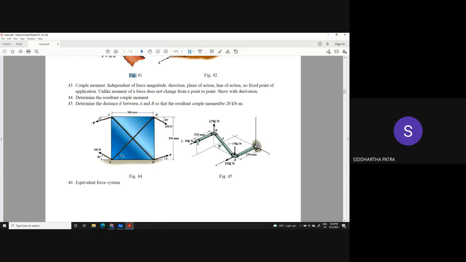Okay, so this 200 Newton forces would be giving you a couple, and this unknown set of forces P, let's say they make angles theta, which is 20 degrees. So try to get the value of P such that the net moment should be 0, net couple moment. So essentially the net couple moment is the sum of the two couple moments.